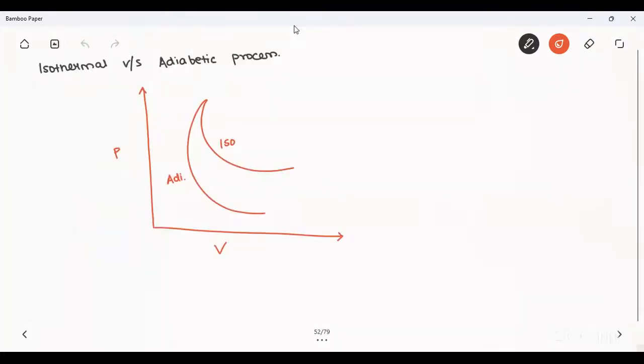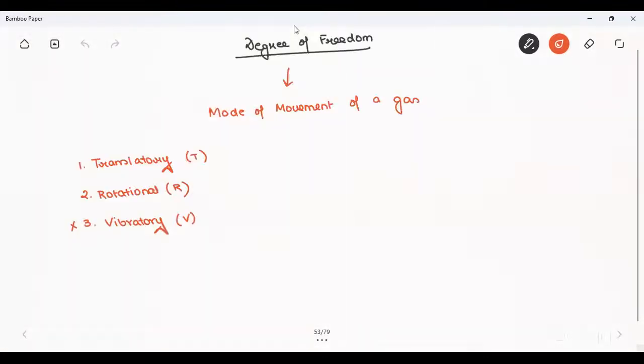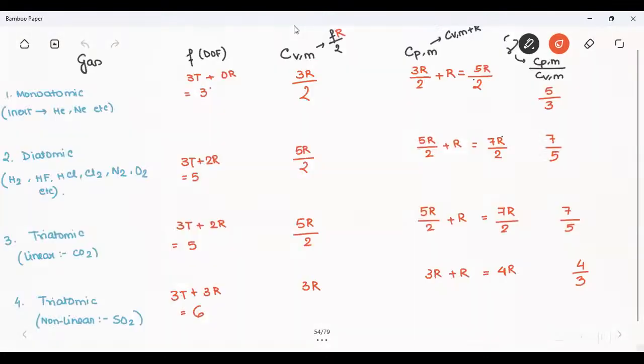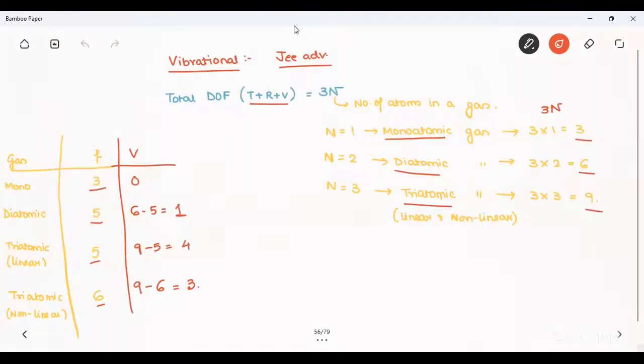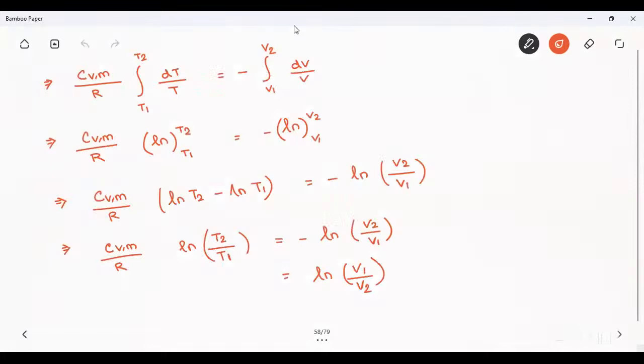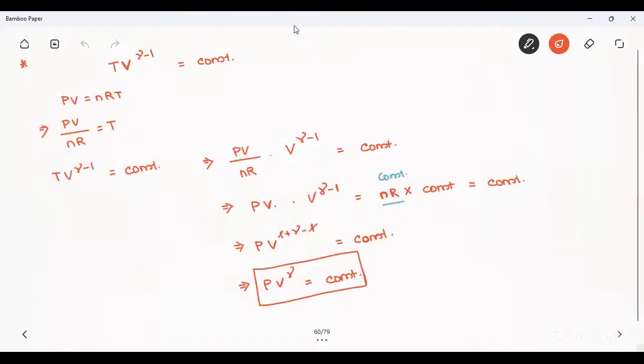I told you that the curve which is above will be isothermal, the curve which is below will be adiabatic. You guys are not revising. If you're not revising, I don't know what you will do in your exams. Anyways, okay, so let's do this sum.